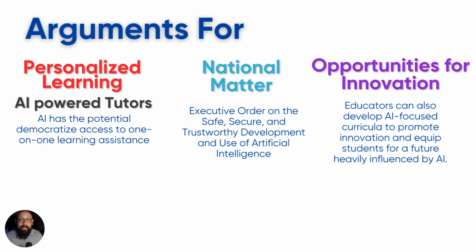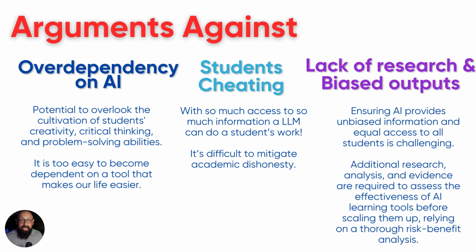Now, if we continue looking at why we should implement a plan, it's a national matter because there has been an executive order on the safe, secure, and trustworthy development and use of artificial intelligence. So President Biden issued this order for schools, school districts, local education agencies, even state agencies to come up with some sort of plan to use AI. Now, this presents opportunities for innovation in the classroom. So now teachers can take advantage of AI to develop lessons that are equipped to help our students be ready for a future that's influenced by AI.